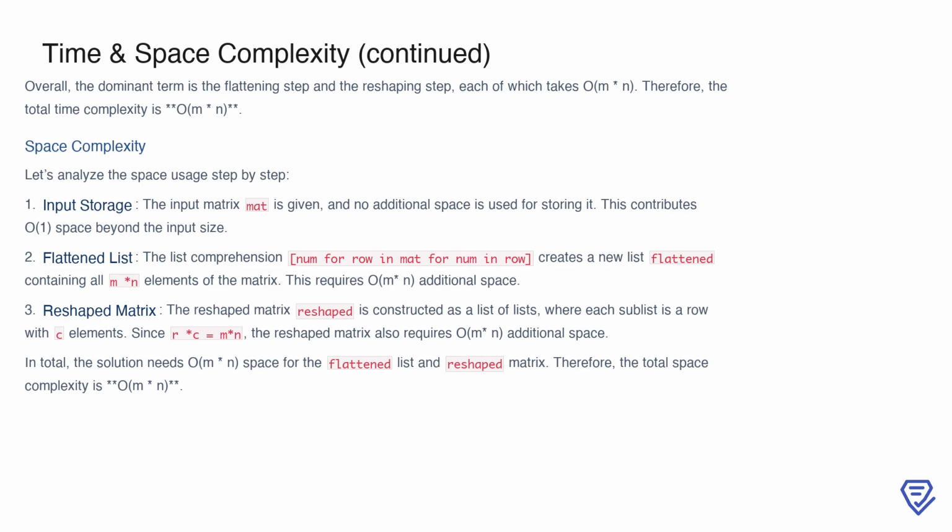For space complexity, we start by noting that the input matrix itself is not duplicated, so it doesn't add extra space beyond what's already provided. Next, the flattened list, created during the flattening step, contains all m*n elements of the original matrix, which requires O(m*n) additional space. Similarly, the reshaped matrix, which is constructed as a list of lists, also takes up O(m*n) space because it stores the same total number of elements. When we sum these contributions, the total additional space used by the solution is O(m*n). Therefore, both the time and space complexity of this algorithm are O(m*n).